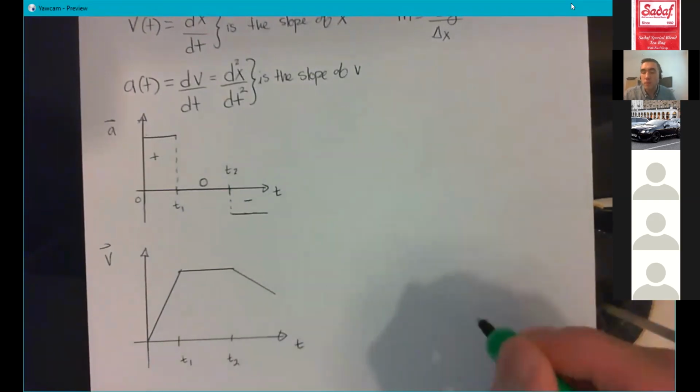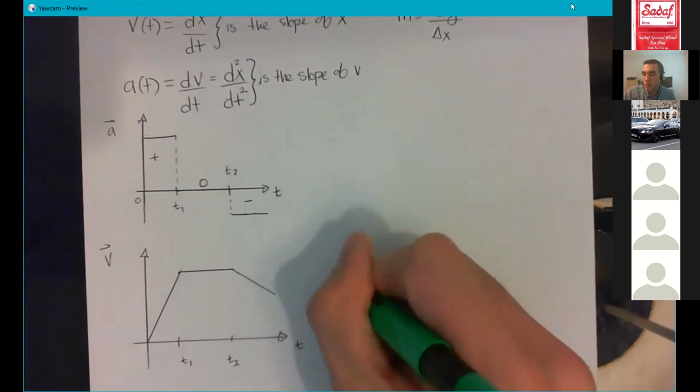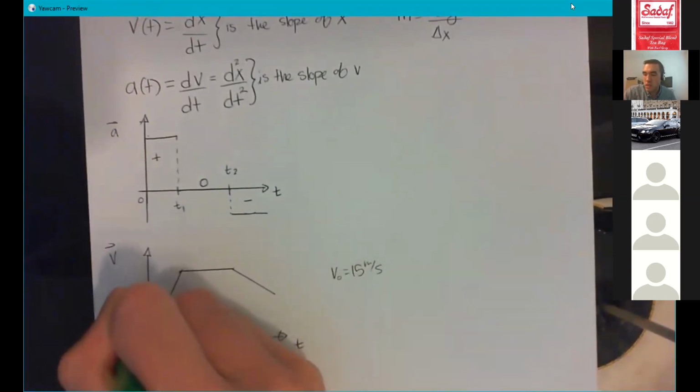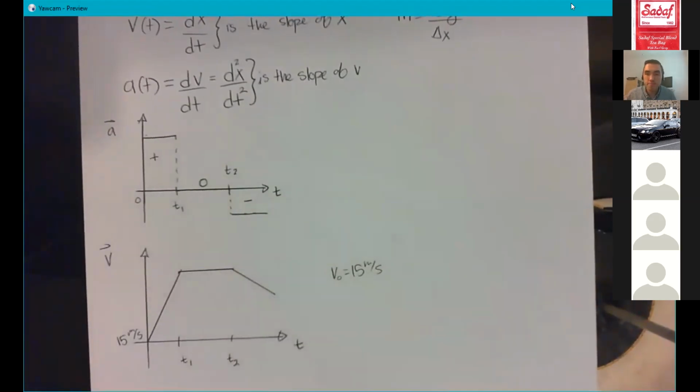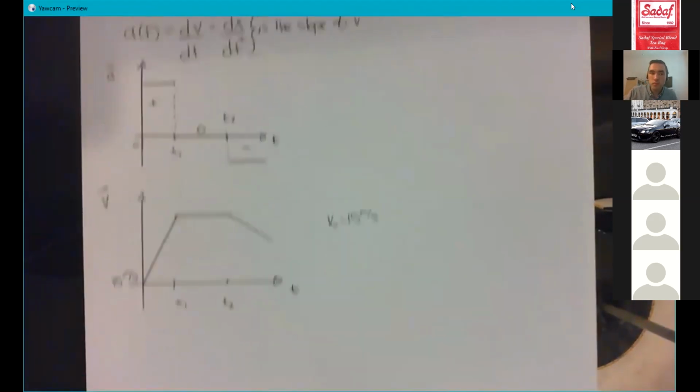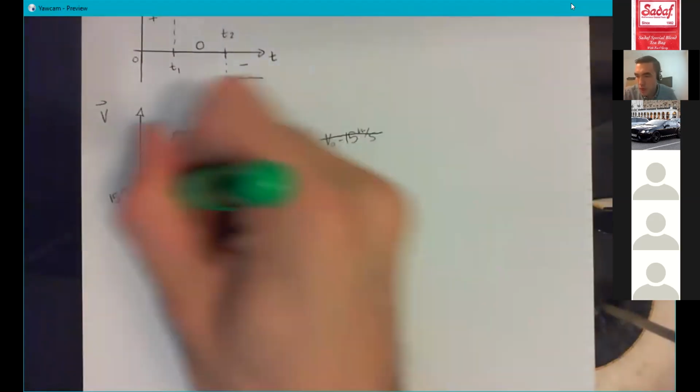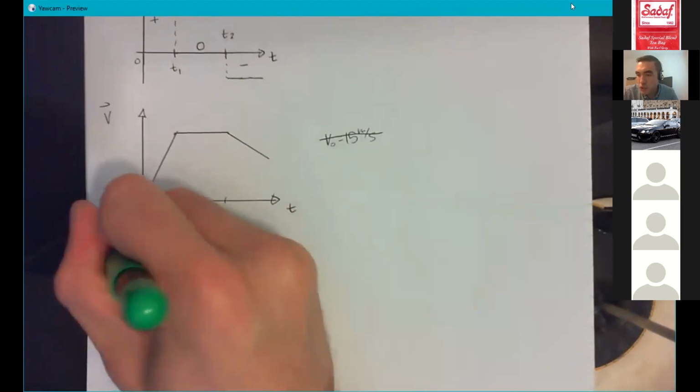If we were told that v sub o was 15 meters per second, then this graph is still correct as long as this is 15 meters per second on the axis. Is that okay? Great. Okay. And now finally, the position graph.